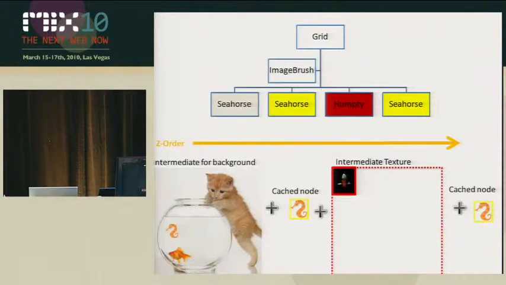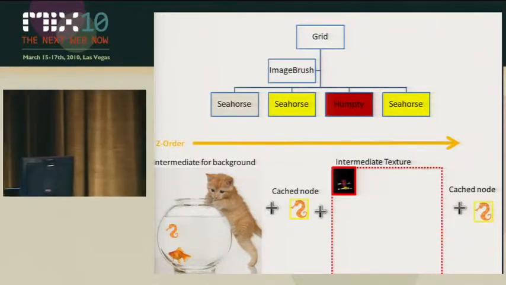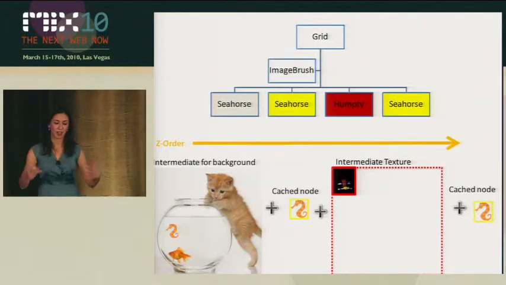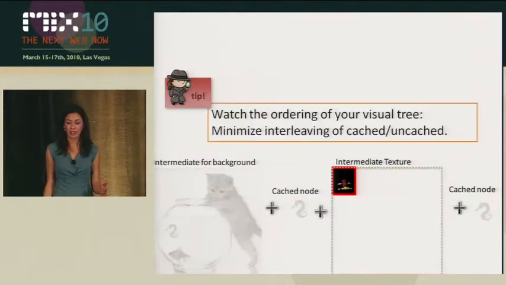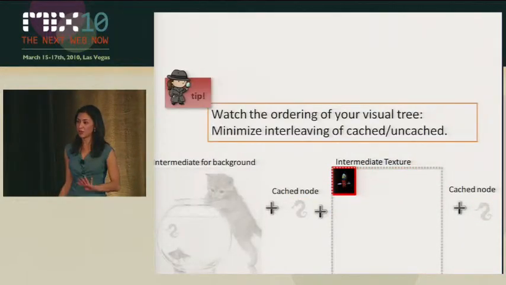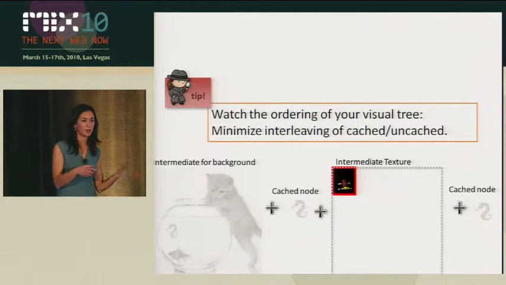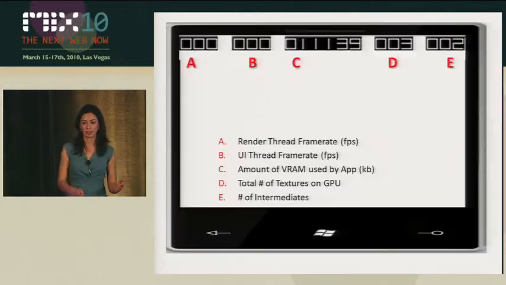So instead of only blitting 3 textures every frame to the GPU, and DirectX is an immediate mode system, so we have to blit every texture every frame, we're actually doing 4, and that can be a little bit more expensive. So again, just be aware of the ordering of your visual tree, and try to minimize interleaving. This is a concept that developers will probably be more responsible for than the designers.